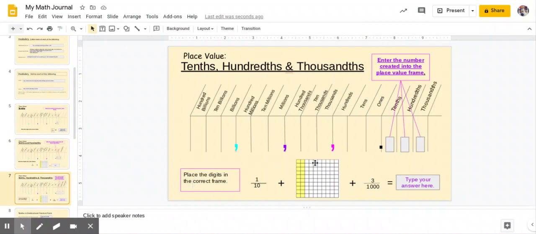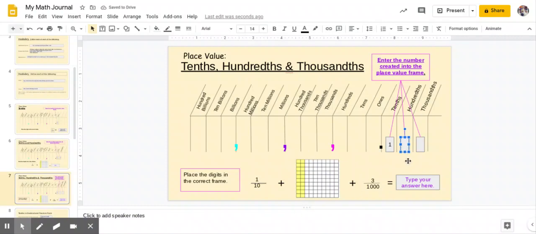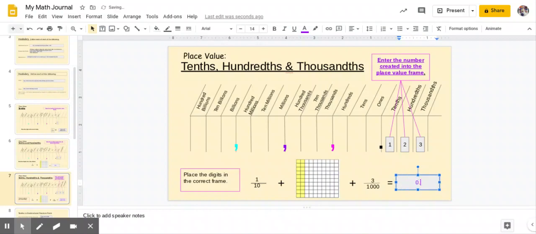So we're going to continue to build onto this one. We've got our fraction of 1/10. We said that this here represents 20 hundredths. And then our last one, the fraction says 3 thousandths. So if we're going to write this, well, here, we start with our 0 and our decimal. So 123 thousandths.